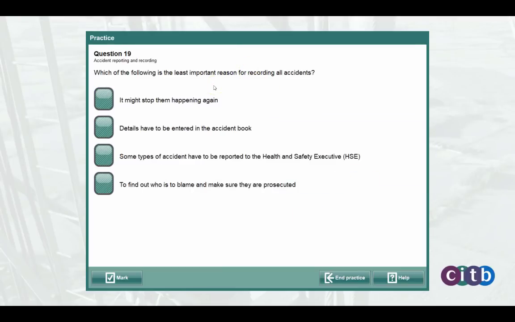Which of the following is the least important reason for recording all accidents? It might stop them happening again. Details have to be entered in the accident book. Some types of accident have to be reported to the Health and Safety Executive, HSE. To find out who is to blame and make sure they are prosecuted.